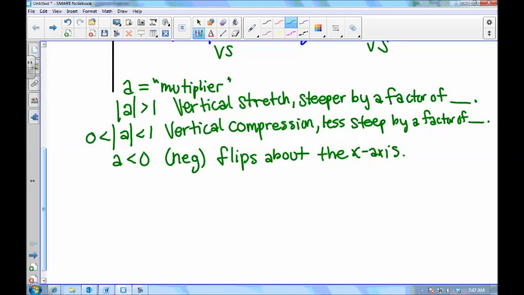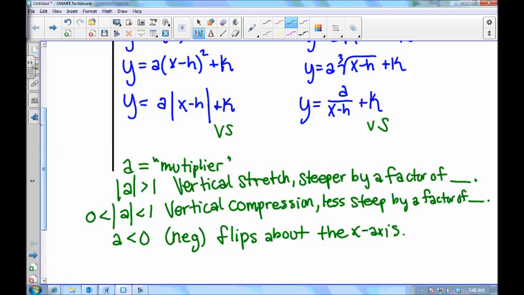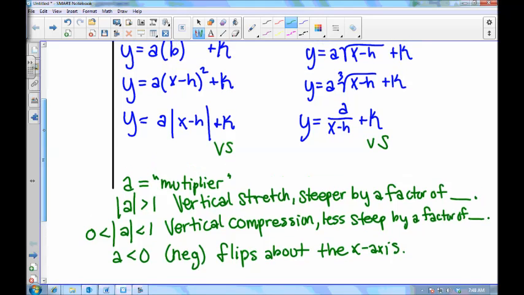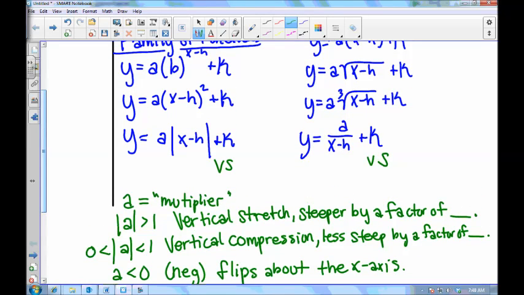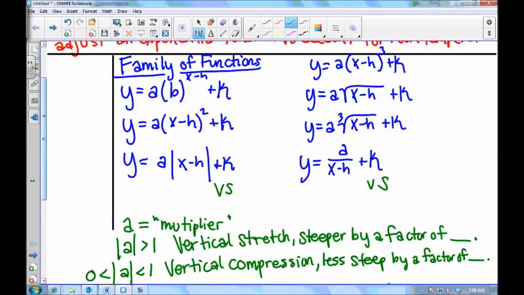Okay, so we've talked about A, we've talked about K. What else has a pattern in all those functions we wrote down? X minus H every time, right? It's always inside the function. X minus H here is in the exponent for the exponential. Here it's in the quadratic being squared. Here it's in the absolute value. Then we have it inside the cube, inside the roots, and inside the fraction, or the rational.